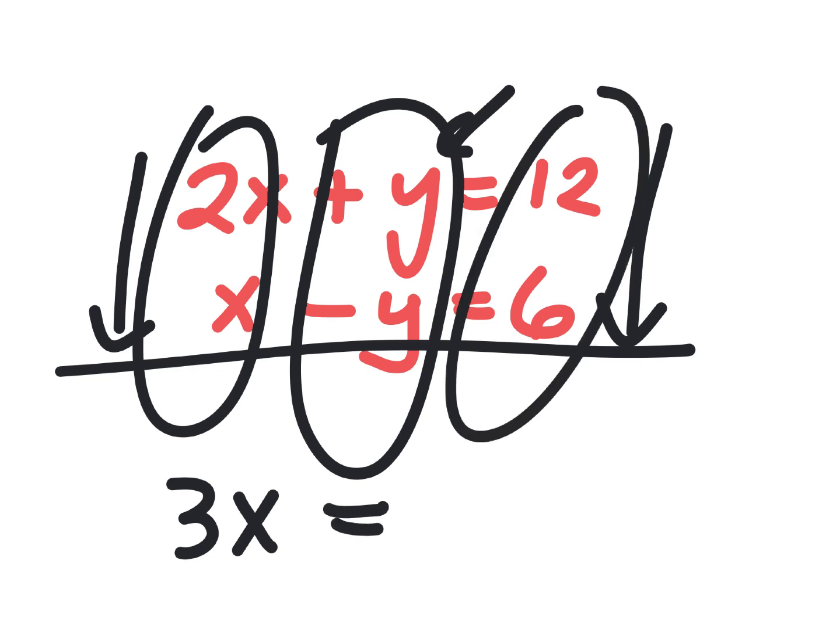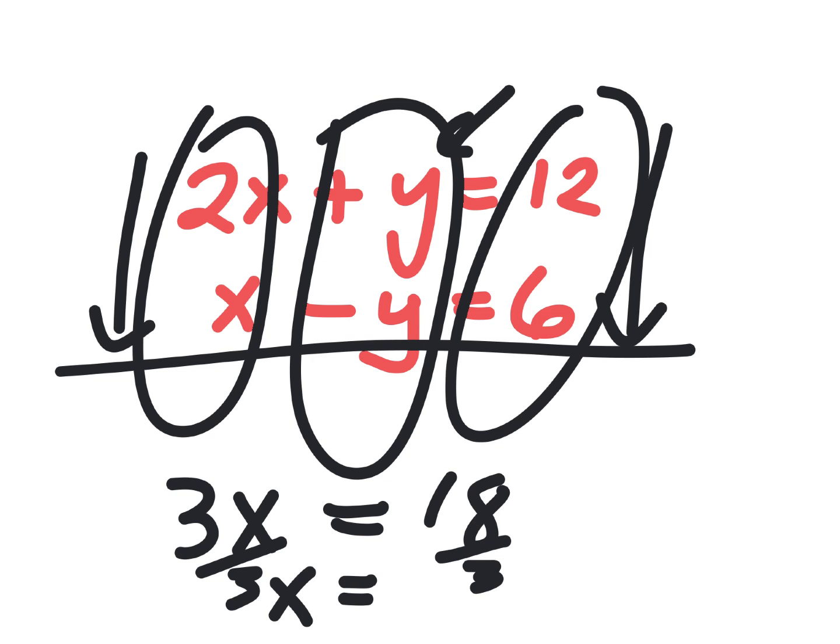And then what's this added together? 18. Do you get, therefore, x must equal, what'd you get? 6. 18 divided by 3, 6. So that's solving a system by elimination.